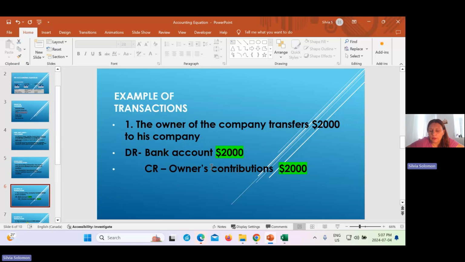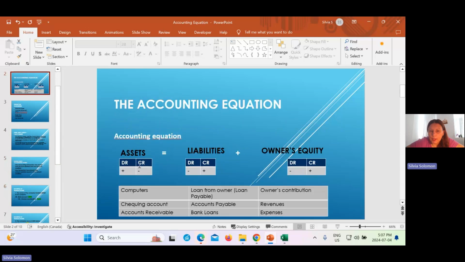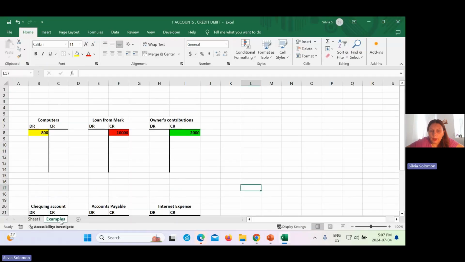So let's say that the owner says, this is not a loan to the company, this is my contribution to the company. I'm going to show you on the T account, but if we go here in the equation, the bank account is here, we're going to debit 2,000, and owner equity is here, we're going to credit 2,000. So 2,000 equals 2,000.